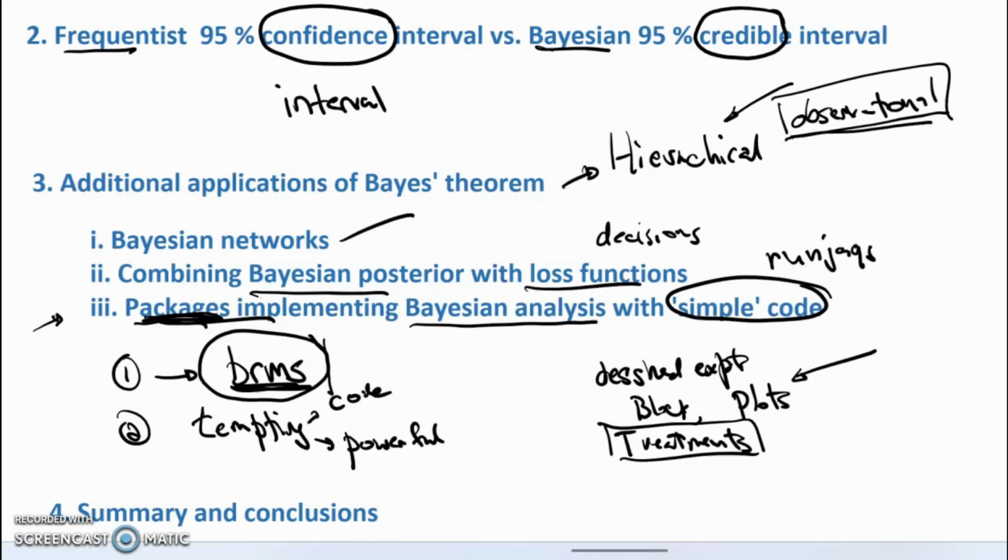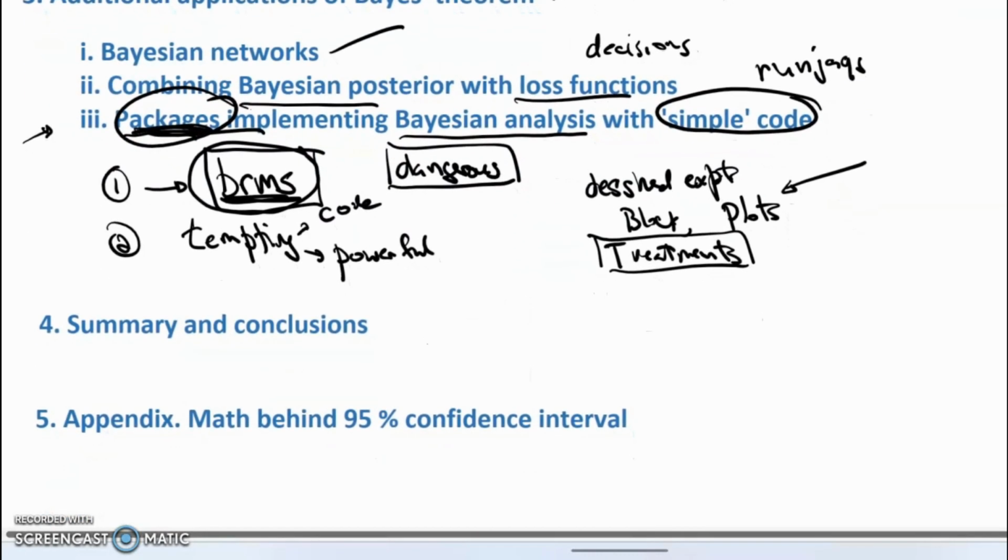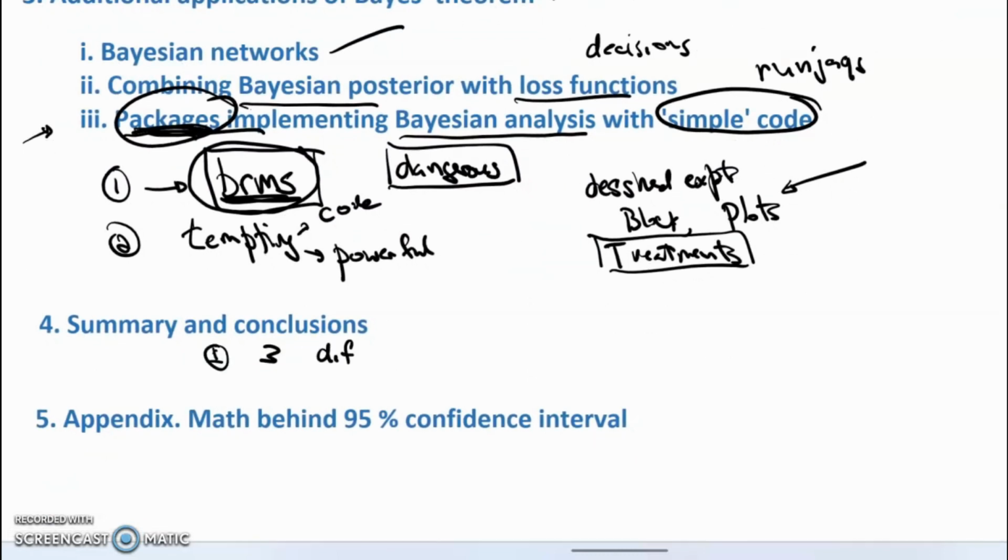So, for example, we're going to see that BRMS may be more powerful than some of the packages that you're already using to run frequentist analysis. The problem is that these sort of packages can also be dangerous because unless you're extremely mindful about what you're doing, it's quite possible to obtain plausible yet erroneous results. And then finally, summary and conclusions. I want to go over what I consider to be the 3 big differences between frequentist versus Bayesian methods, and then revisit the vision that I had for this seminar and what I hope you got out of it.